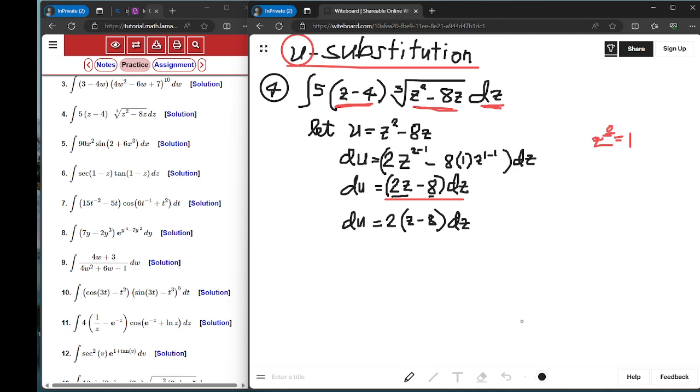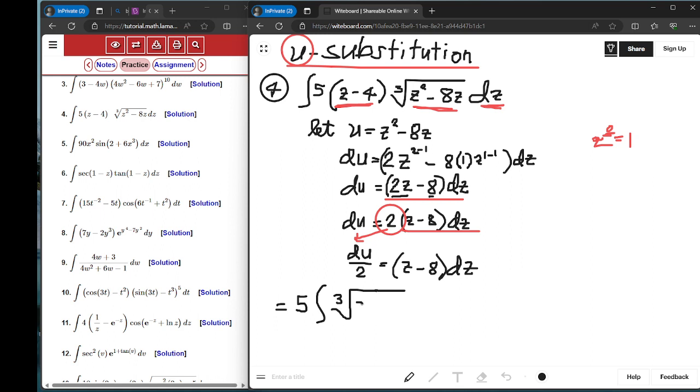So we're gonna leave this group here at the right side, then we will transfer 2. For us to transfer 2, we can cross multiply so it would be transferred to the other side. So that would be du over 2 is equal to z minus 4 dz. If we are going to rearrange our formula, it will become 5 times the integral of the cube root of z squared minus 8z.